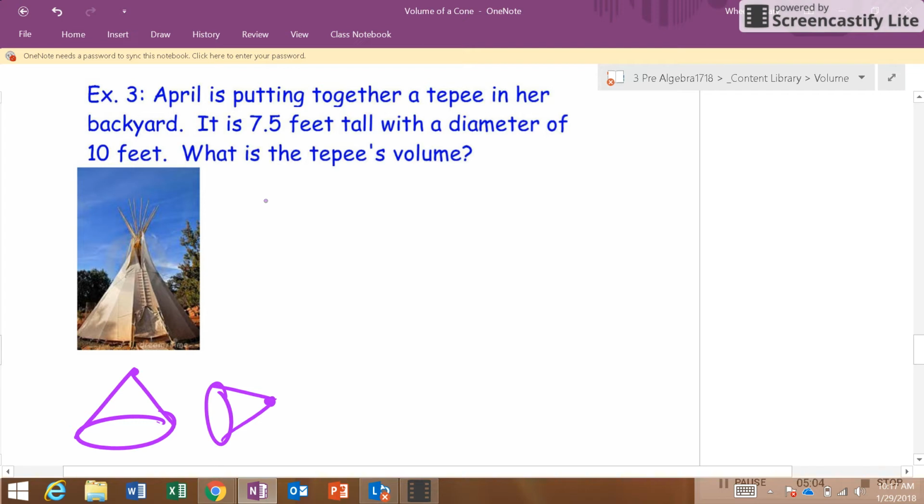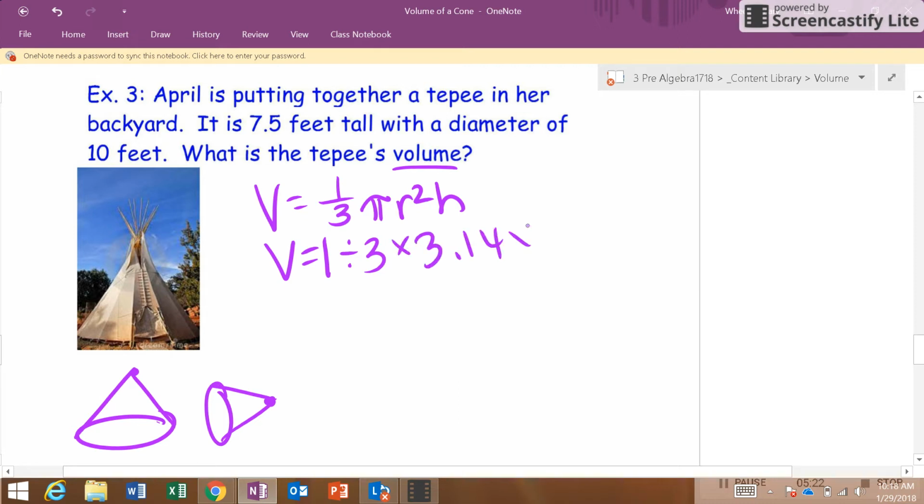All right, April is making a TP that looks like a cone shape to me. And we want to find its volume. So that's 1/3 pi r squared h. Pretty authentic TP April has for her. I guess this is maybe a party or a camp out. So 1 divided by 3, and pi will be 3.14. Diameter of 10, so the radius is, you guessed it, 5, and a height of 7.5.